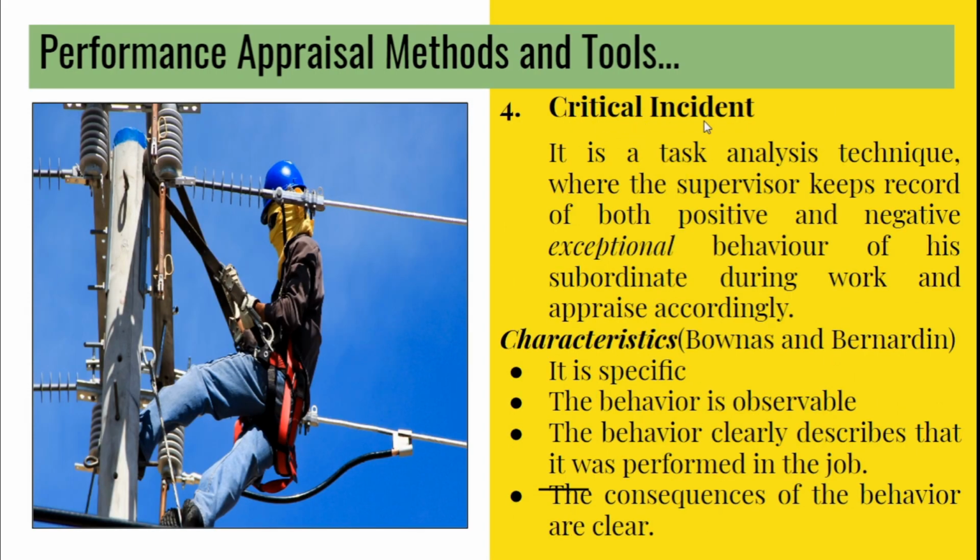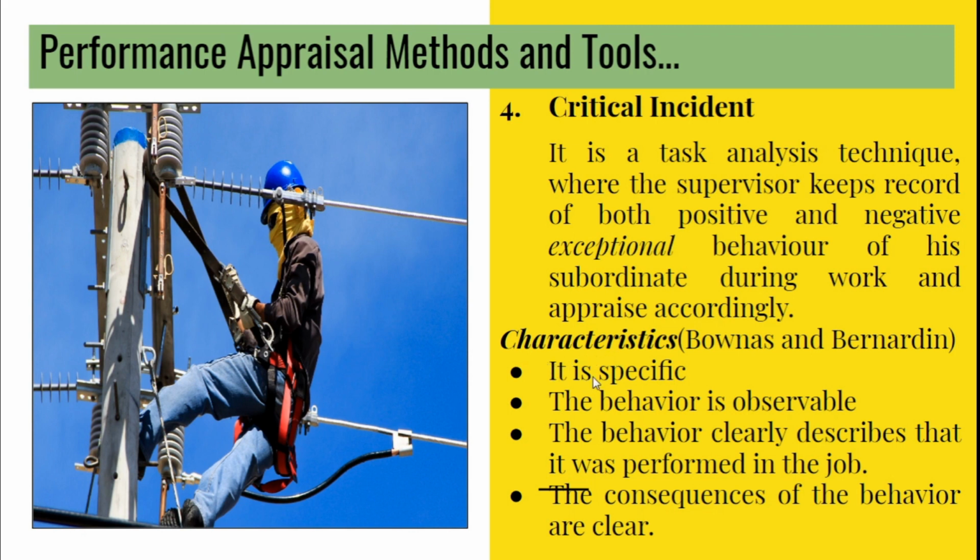It is a task analysis technique where the supervisor keeps a record of both positive and negative exceptional behavior of his subordinate during work and appraises accordingly. To identify the critical behavior, we shall observe certain characteristics of the behavior so that we can include that behavior in performance appraisal. Basically, if the behavior of the subordinate holds the below mentioned characteristics, we can include that behavior under the critical incident category and the assessment could be carried out, else not. The behavior shall have the following characteristics.